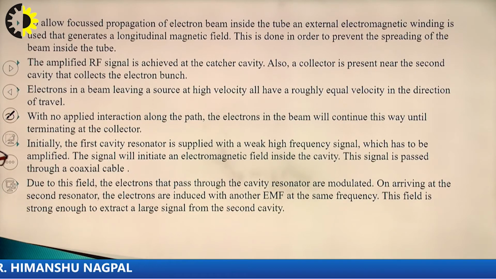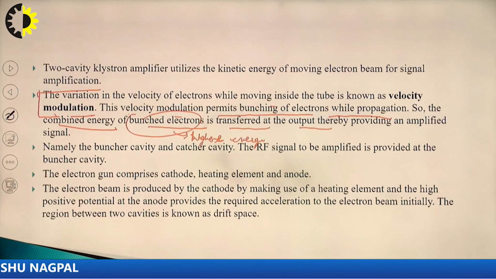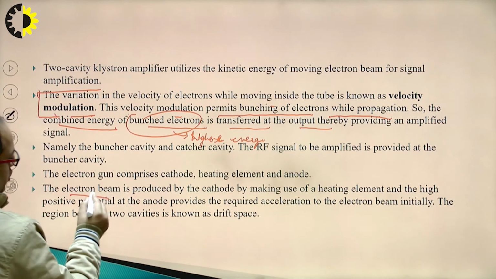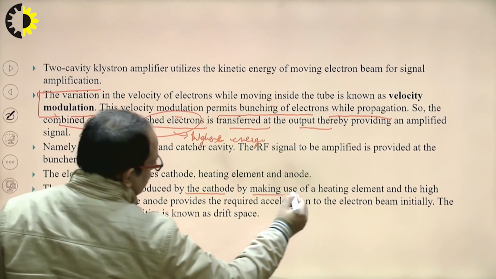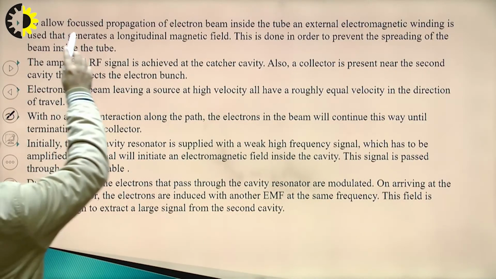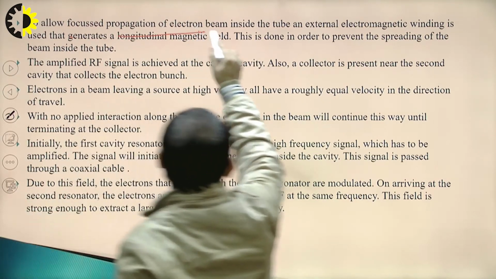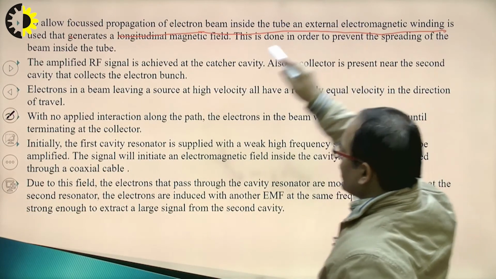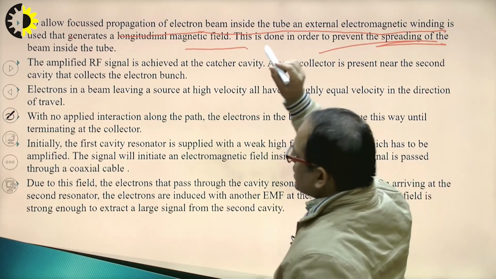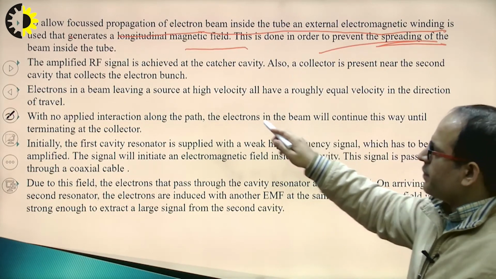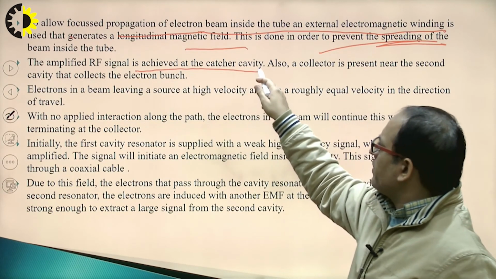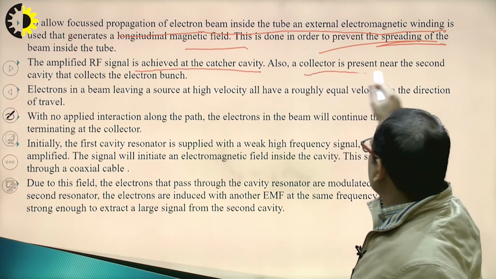Now see, the electron beam is produced by the cathode by making use of a heating element. Clear? So to allow the focused propagation of the electron beam, an external electromagnetic field is there, that is the anode field, which provides the focusing. These act as focusing electrons. Clear? Now, the amplified RF signal is achieved at the catcher cavity, and a collector is present at the end.